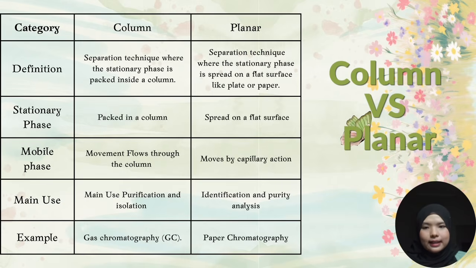In this method, the stationary phase is spread on a flat surface, such as paper or a glass plate. Instead of flowing through a tube, the mobile phase moves across the surface via capillary action. Planar chromatography is the standard choice for identification and purity analysis. It's what allows us to see those beautiful distinct bands of green, yellow, and orange on our paper strip, making it easy to identify each pigment present in the plant.